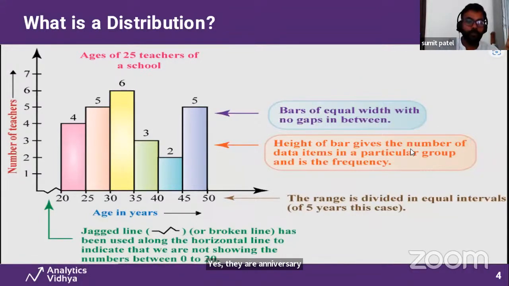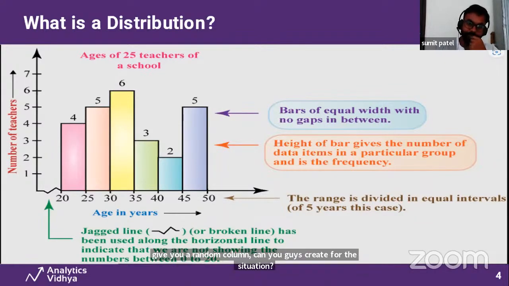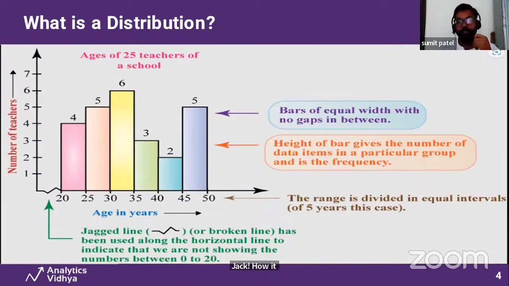Now this is how your distribution looks like. If I give you a column, I hope all of you can create a distribution chart. If I give you a random column, can you create a distribution chart out of it? It doesn't matter if it is a categorical column or a numerical column.